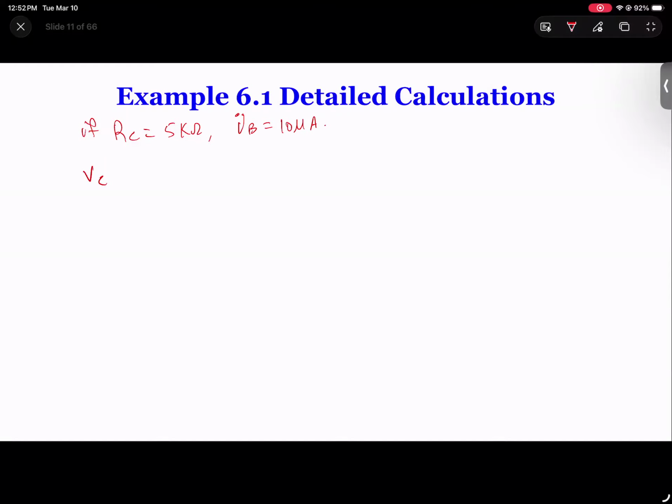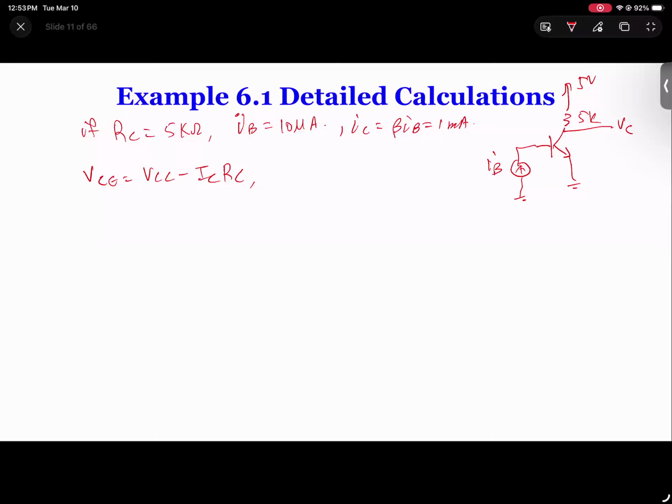Now let's go to VCE. How much VCE is going to be? So let me redraw the diagram in this corner so you understand what I'm talking about. 5 volts and 5K to ground. So VCE is going to be VCC minus IC times RC. Now, since beta is 100, we know that IC is going to be beta times IB. It's going to be 1 milliamp. So that one was given by the definition.